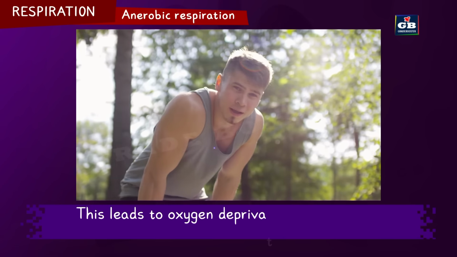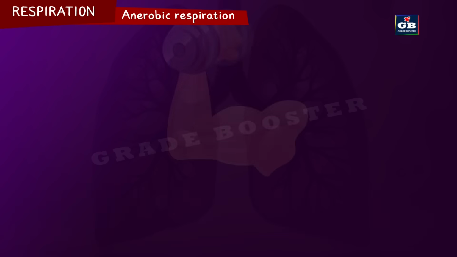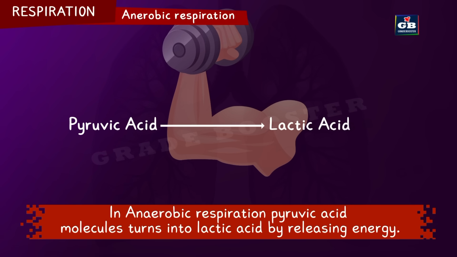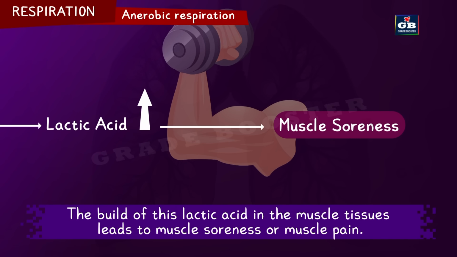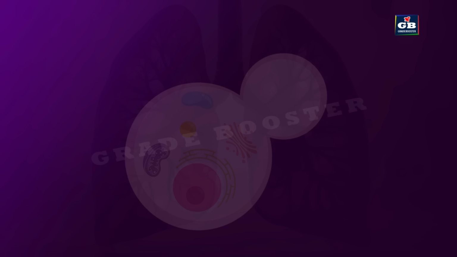This leads to oxygen deprivation and leads to anaerobic respiration. In anaerobic respiration, pyruvic acid molecules turn into lactic acid by releasing energy. The buildup of this lactic acid in the muscle tissue due to anaerobic respiration leads to muscle soreness or muscle pain.